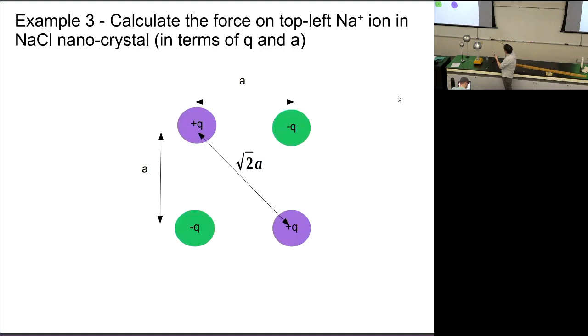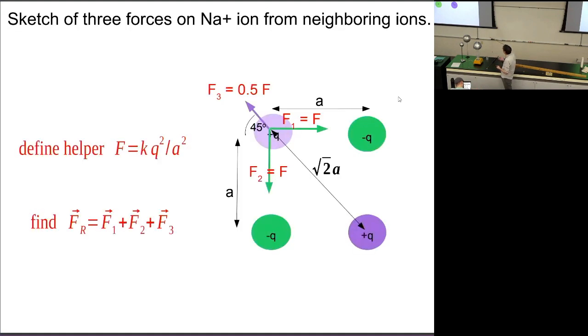What we're going to focus on is the force on this top left sodium ion, this positive sodium ion here. The distance A is important because that's the distance to the nearest neighbors, the chlorine ions. But this distance here, the diagonal, is also important. That's the distance to the other sodium ion, and by geometry, that's the square root of 2 times A. And so that's the important geometry. We want to calculate the force on this guy upstairs here.